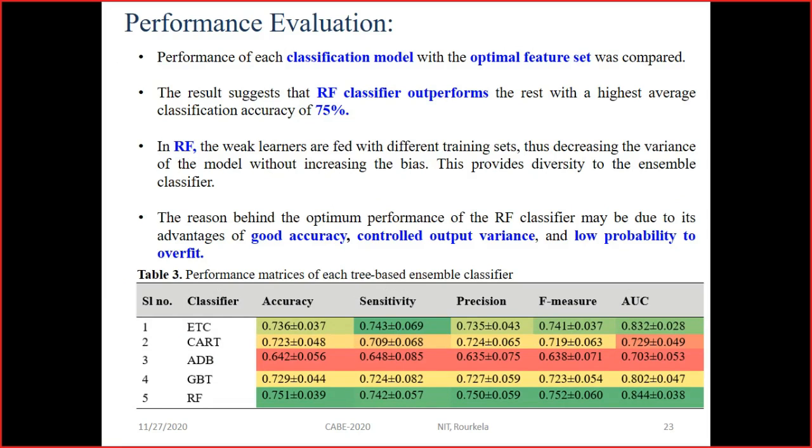Now when you look at the analysis, the accuracy of the random forest was the highest. If you see, it has a classification accuracy of 75%, and for biological signals, a classification accuracy of more than 60% is considered to be a good classification accuracy.